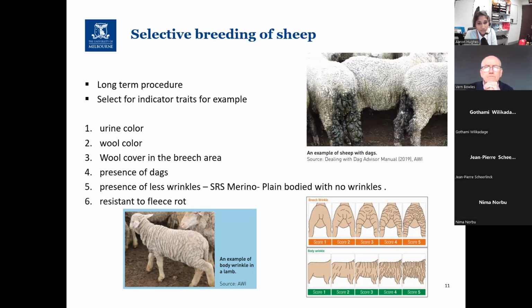What we usually do here is select the animals based on certain indicator traits like urine color, wool color, the presence of fewer jags in the breech area, fewer wrinkles, and resistance to fleece rot. So AWI has developed a scoring system, and we can use it as a guide to select our animals. Animals with higher scores can be removed from the flock, while animals with a good score, like score 2, can be used in the breeding program to get progeny that are less susceptible to flystrike.